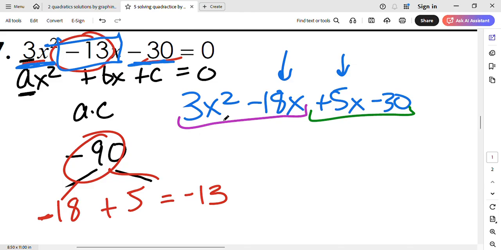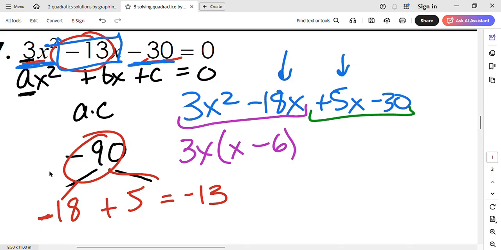Think about it. It's 3x. Wait, between 3x squared and negative 18x? Yeah. What can I divide? When I say what can I factor, it will be 3x. I'm saying what can I divide both of these by evenly? Yeah, 3x. So I'll do this in purple. So it would be 1 and negative 6. So what am I left with? X minus 6.